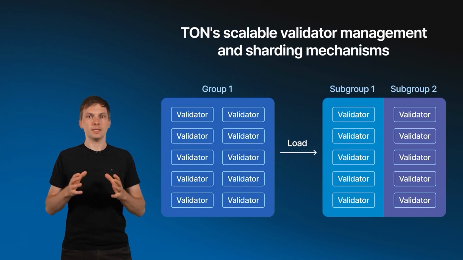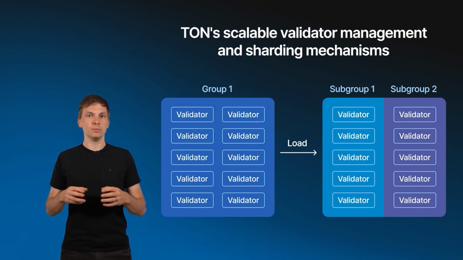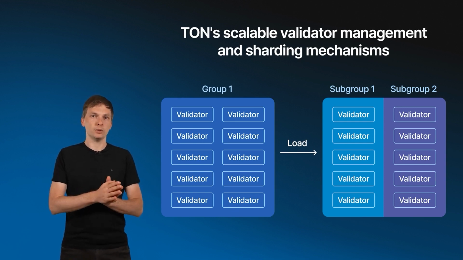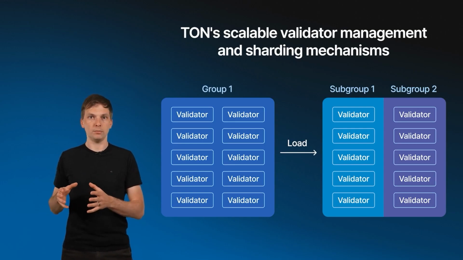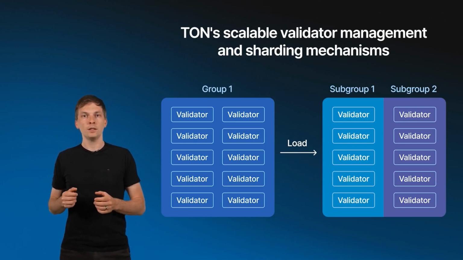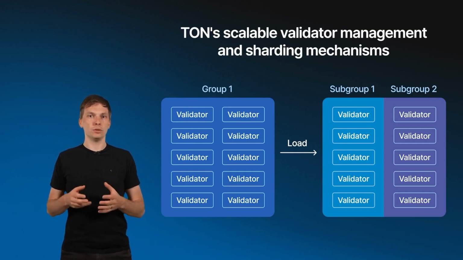In Ton, the set of validators can be sharded. If the load on the system increases and the number of accounts grows, then the sets of validators could be split into subgroups. For instance, even account numbers could be handled by one group, and odd account numbers could be handled by another. Ton allows this sharding to be pretty much unlimited, down to individual contracts, depending on the load.